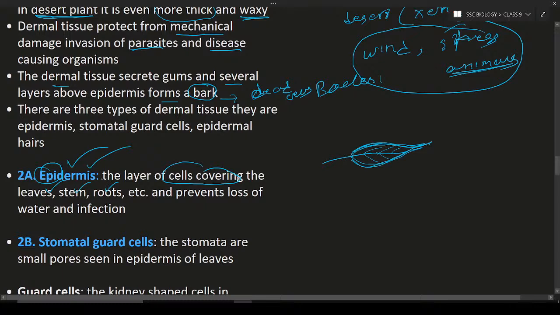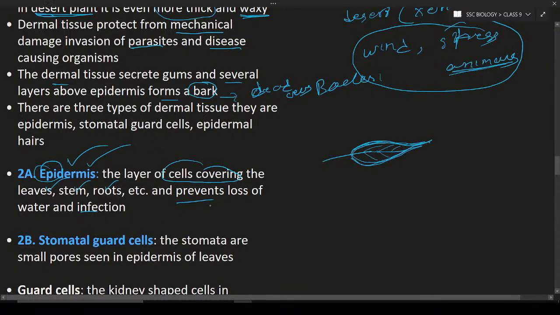So what is this epidermis going to do? This epidermis is going to prevent the loss of water, and it also prevents infection from other parasites or diseases. So this is about it.